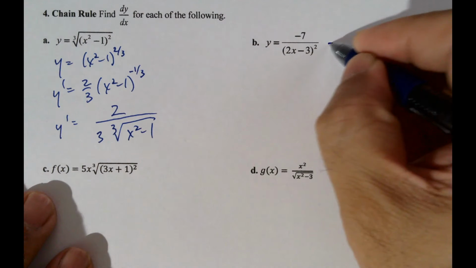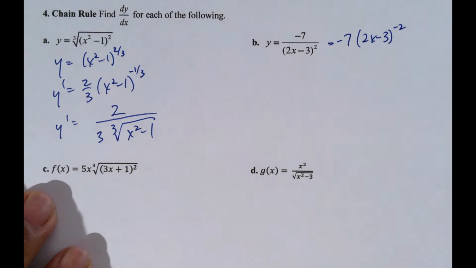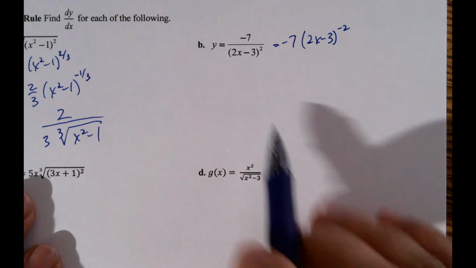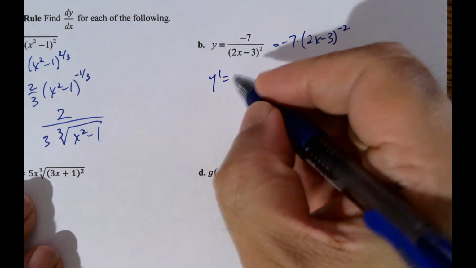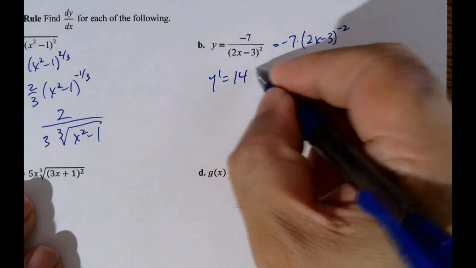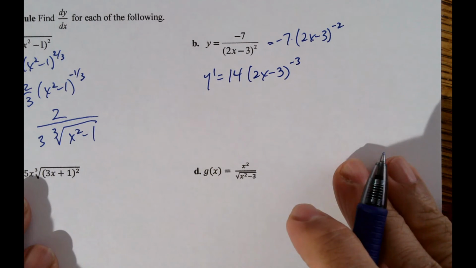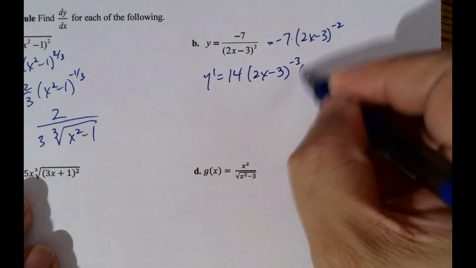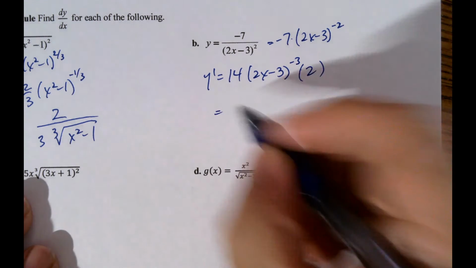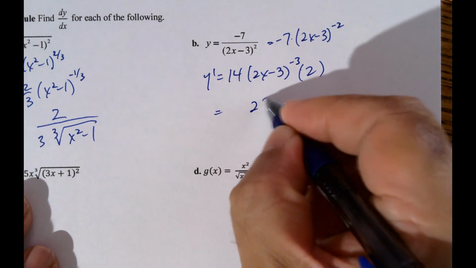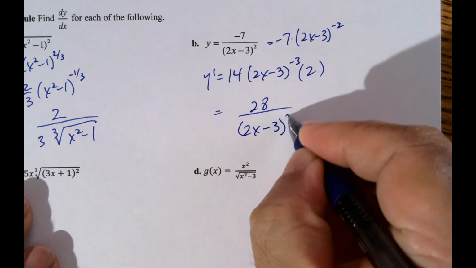I'm going to do a rewrite. It's negative 7 times (2x minus 3) to the negative 2, right? The exponent is negative here. Now I'll take the derivative. So negative 2 times negative 7 is positive 14, (2x minus 3) to the negative 3. All right, and then take the derivative of the inside. Derivative of the inside is 2. All right, do a cleanup. 14 times 2 is 28. And the (2x minus 3) to the 3rd power goes to the denominator. It becomes a positive exponent.